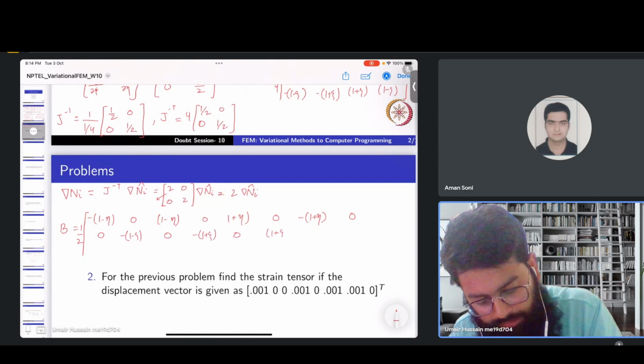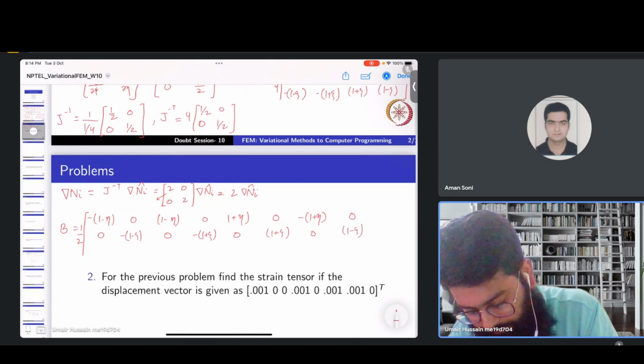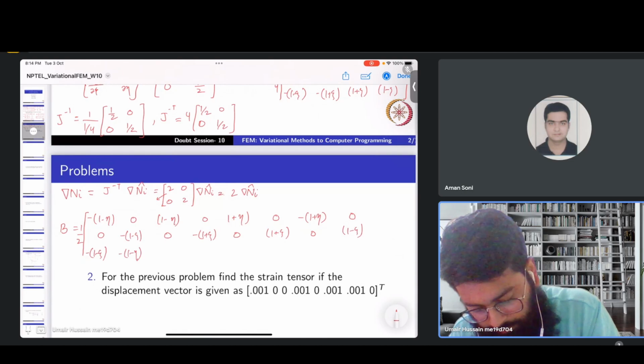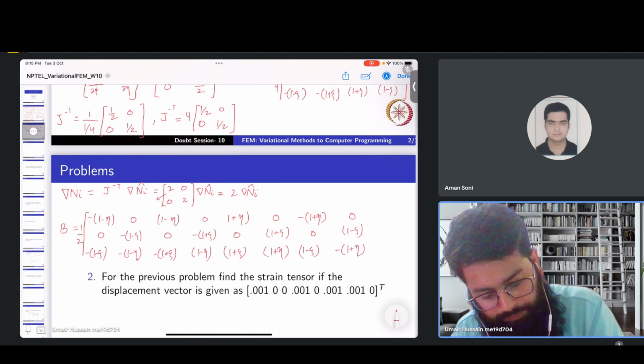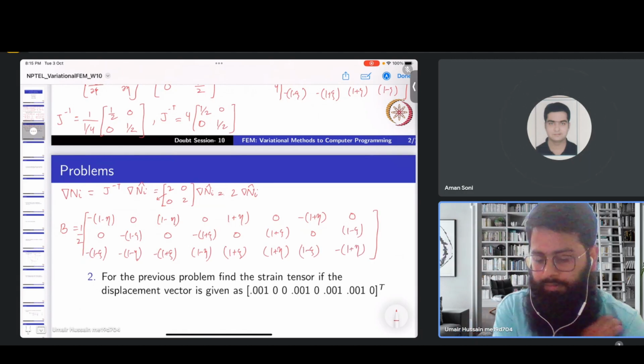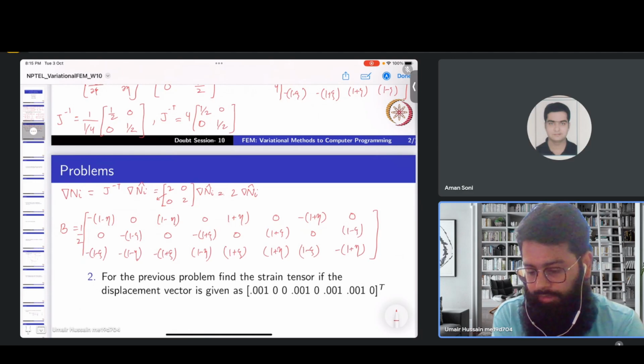1 plus xi 0. Minus xi. Then we have minus 1 minus xi, 1 minus eta, minus 1 plus xi, 1 minus eta, 1 plus xi, 1 plus eta, minus xi, minus 1 plus eta. So this way we can have our B matrix.